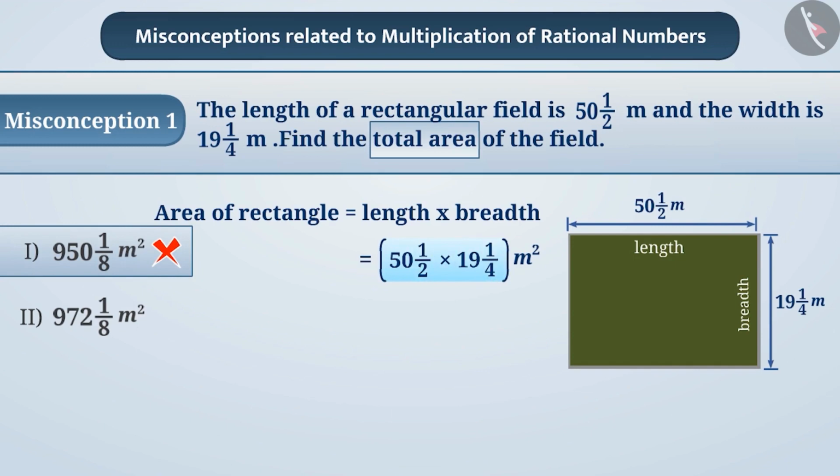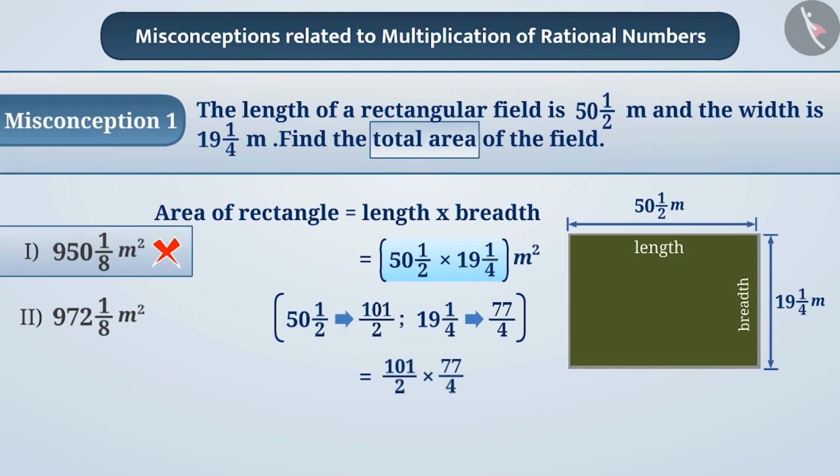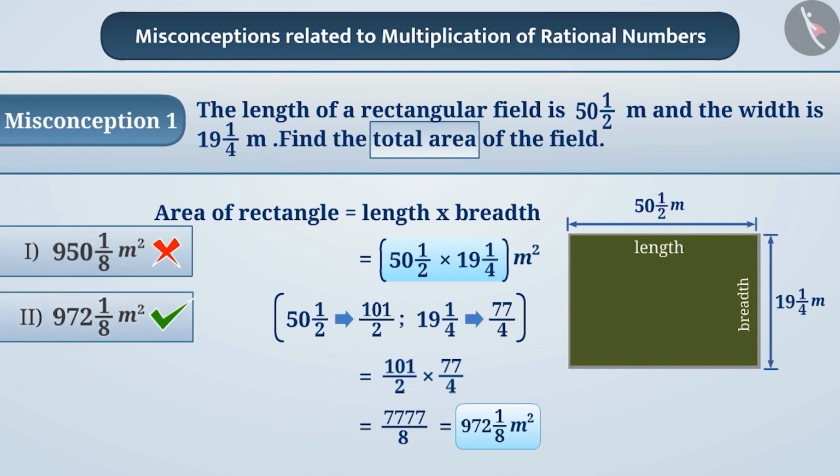Remember that while multiplying such numbers, we must express them in the form of P by Q. Like here, we express 50 1 by 2 as 101 by 2 and 19 1 by 4 as 77 by 4. And then we multiply these numbers. If we multiply 101 by 2 with 77 by 4, we get the answer 7777 by 8. We can express this as 972 1 by 8. Therefore, the area of the rectangle is 972 1 by 8 meters square. So option 2 is the correct answer.